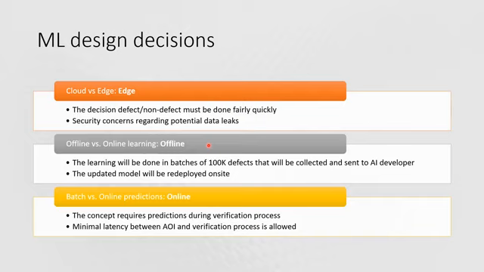Learning has to be done offline. We are collecting batches of data of about 100,000 defects per batch, and then we pass it back to our R&D where our engineers work on improving the model, and then we redeploy the updated model on the customer side. And prediction is done online because there's a minimal latency requirement between AOI, which is scanning, and verification. So the prediction has to be done fairly quickly during the verification process.